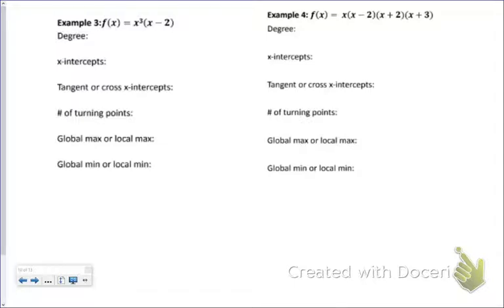So I know we had already done our degree and our x-intercepts. We said they were both cross. However, at 0, it was going to cross more. We said our degree was 4 and positive leading coefficient. So my ends would look like this. So at 2, I have a 0. At 0, I have a 0.